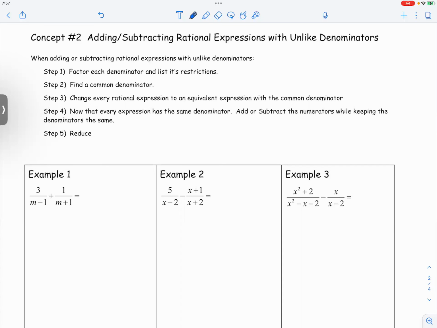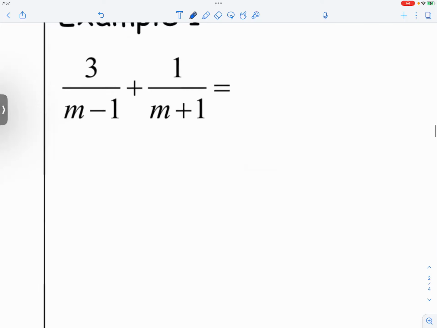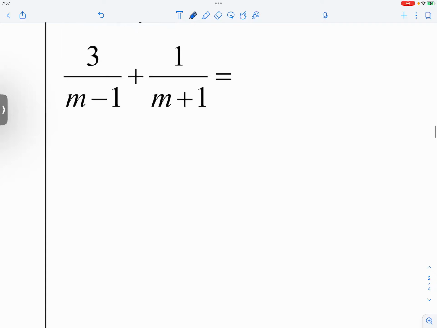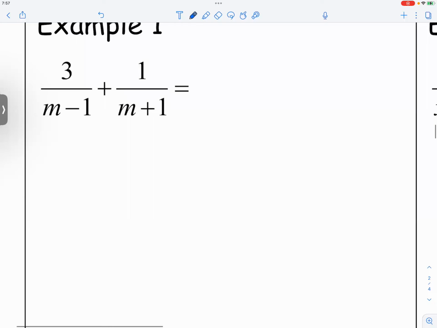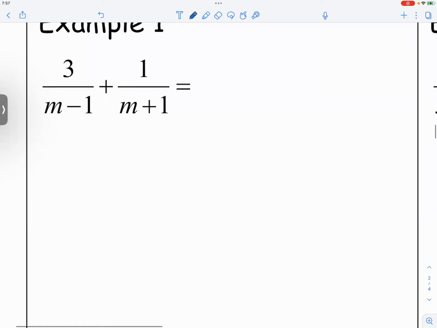Now, for this page, we are talking about different denominators. Now we're doing the middle school math: when you have different denominators and you want to add or subtract them, you've got to do something, which is to make the denominators the same. And you look at this and you're like, oh yeah, they are different. One is m minus 1 for the denominator. The other one is m plus 1 for the denominator. And that is not a good look.